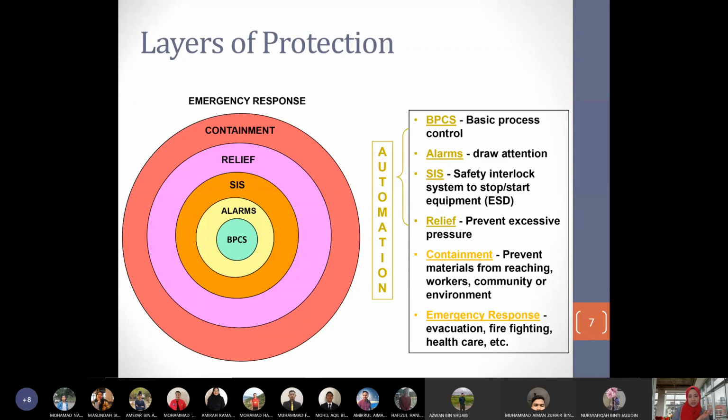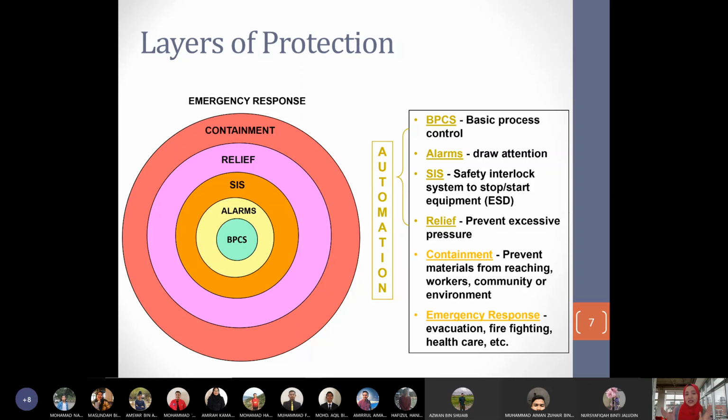Now, an example of layers of protection basically looks like an onion. The core layer of protection is the basic process control. Let's say in a reactor, for example, or in a distillation column, you need to have the basic process control, such as sensors, temperature sensors, for example, and pressure sensors or composition sensors. All those different types of sensors must be in place. So that is the basic process control. And also to have all the valves equipped.